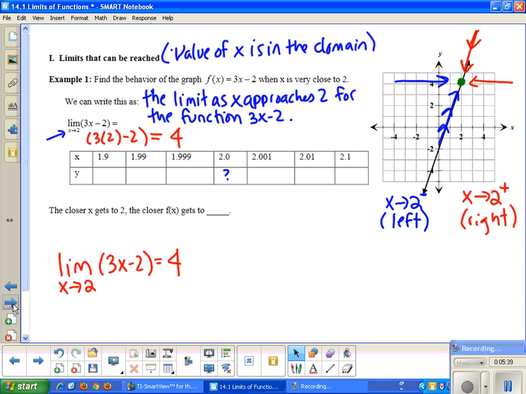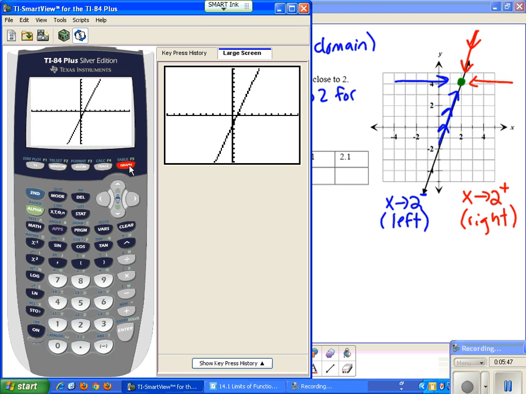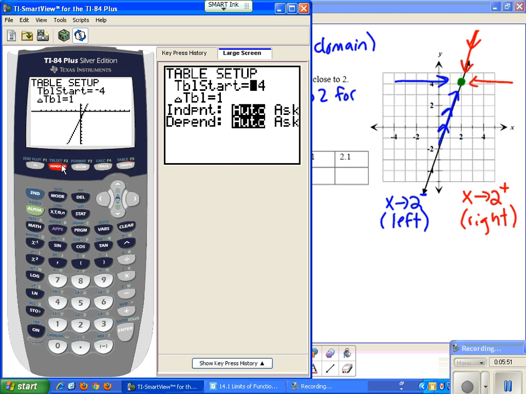So in order to do this, we can use our graphing calculator. In your graphing calculator, you would plug the function into your y equals. And of course, we could go ahead and hit zoom 6 and look at a nice graph. If you go to second window, let's change our independent variable to ask, and I'm going to hit enter.